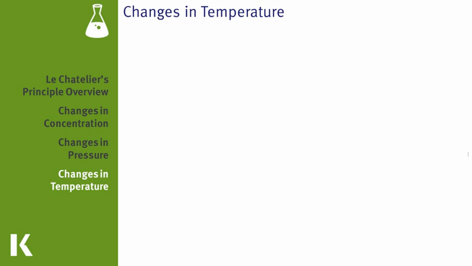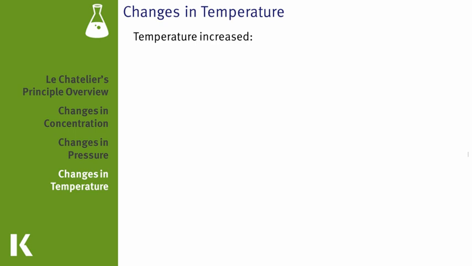Lastly, we will investigate temperature changes and how this affects equilibrium. When we change the temperature, the reaction quotient isn't changing like in the previous examples. It is actually the equilibrium constant that changes. Therefore, the reaction needs to shift to reach this new value of K equilibrium.